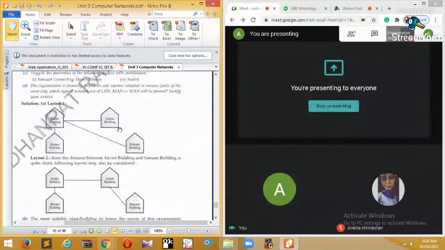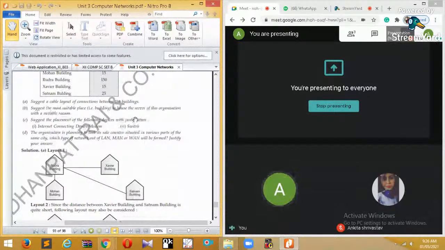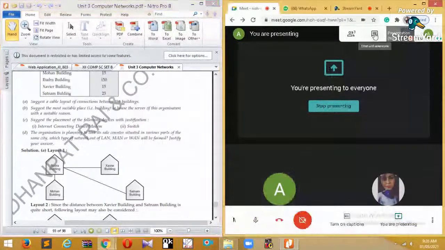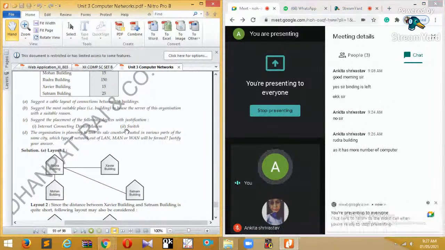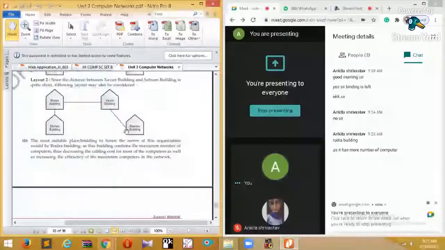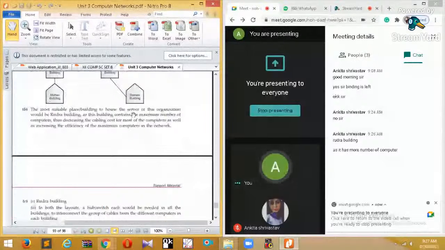Now the next thing: suggest the most suitable place or building to house the server of the organization with a suitable reason. So what will be your answer? In which building do we have to place the server? Write your answer in the chat. Rudra building, and the reason is that there will be more computers there, so the strength will be good if we place the server there. Yes, the Rudra building contains the maximum number of computers, which decreases cable cost for most computers as well as increasing efficiency.